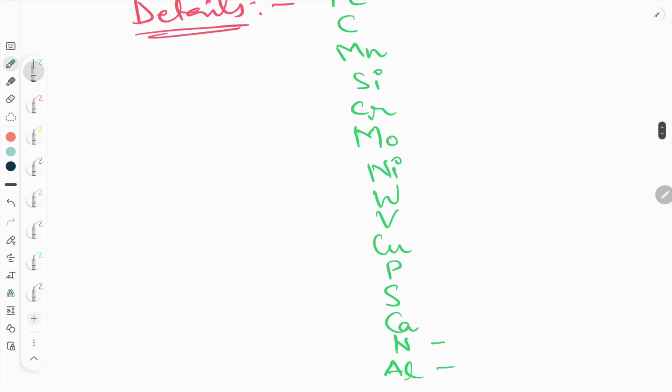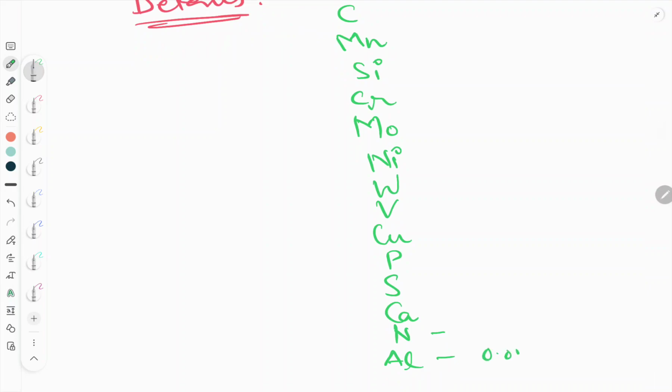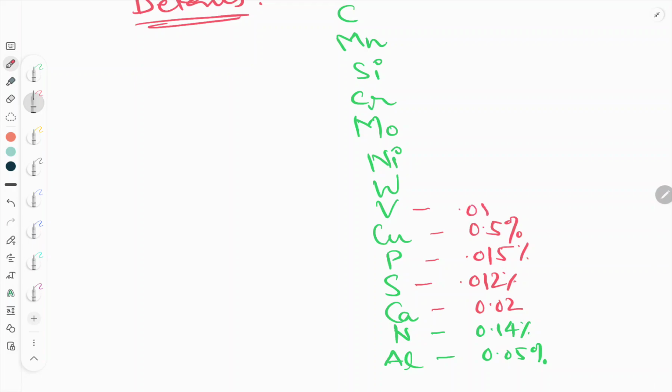We'll start with aluminium itself. This is a maximum of 0.05%, as an impurity. Calcium is also very little, 0.02. Sulfur is very low already. Phosphorus is almost the same as sulfur. Copper is 0.5%. Vanadium is 0.05 to 0.3%. I will also tell the effect of these elements one by one, but first let me complete the composition by weight.